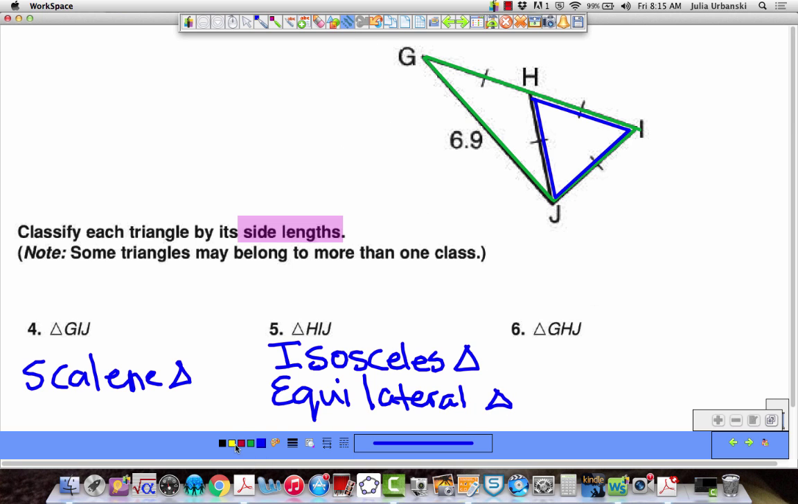And the last one, GHI. How many sides do you see matching on that one? Sorry, GHJ. 2. 2 sides match right here and right here. So that one would be called what? Just isosceles, not both. This one's just isosceles. So know the difference between those.